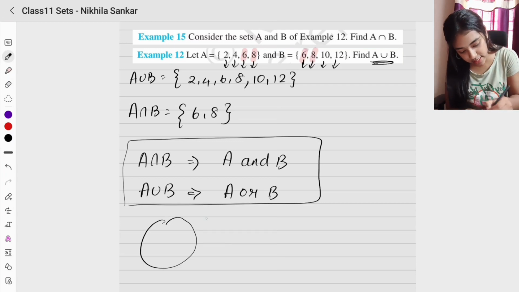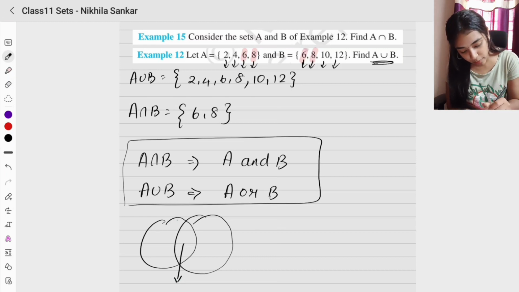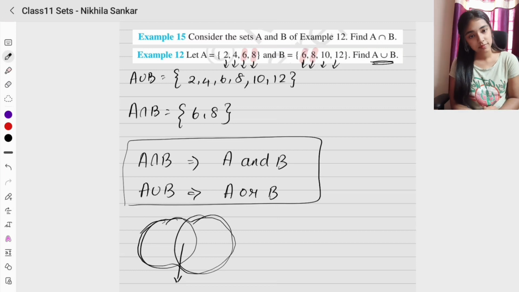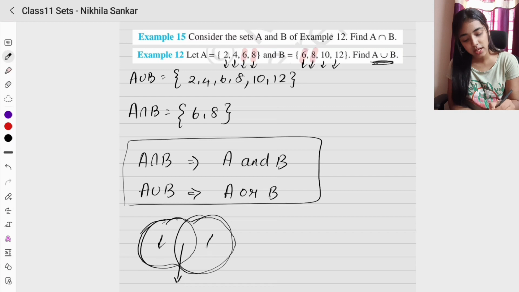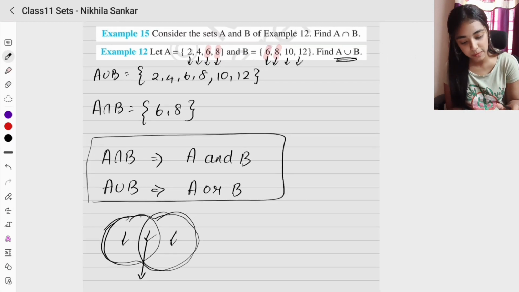Intersection na enartham? Rendu set ippdi intersect agudhu. This part is going to be my intersection. So it is going to be and. A la irukradho venum, B la irukradho venum. Union na enartham? I am going to have all of these. So it is going to be all of this. All of this na enartham? It is going to be union. So A or B ingeyum irukkalam, ingeyum irukkalam, ingeyum irukkalam. Okay, so that is going to be A union B.